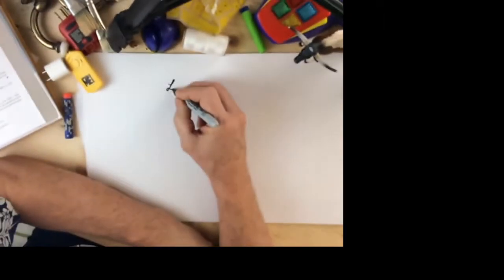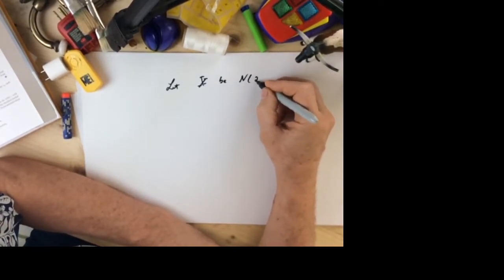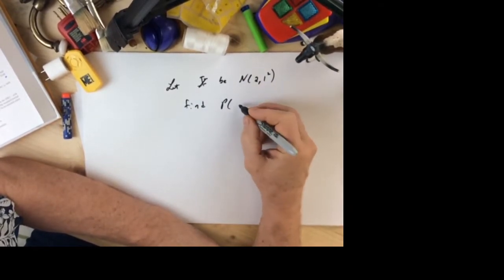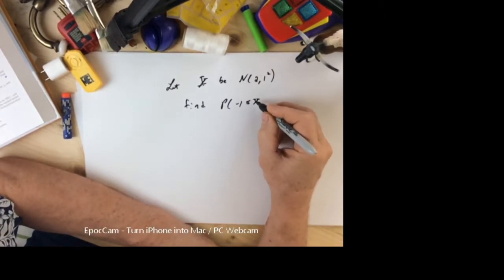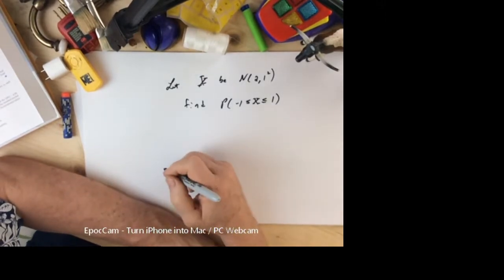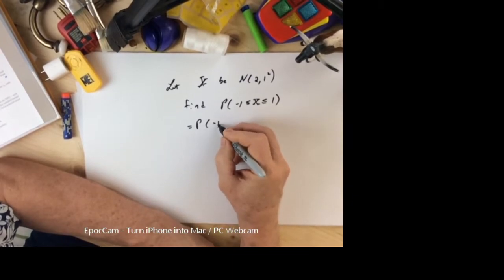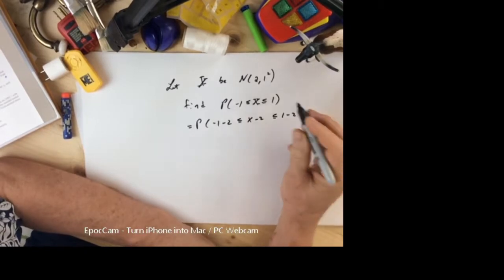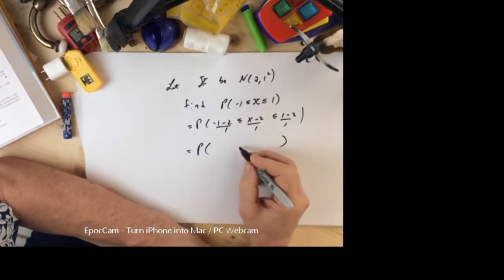All right, so let's do one of those problems. Let's let x be normal with mean 2 and variance 1 squared. And let's find the probability that minus 1 is less than or equal to x, which is less than or equal to 1. Well, first I'm going to subtract 2 from this expression. Then I'm going to divide by 1. And I'll have created a z expression.